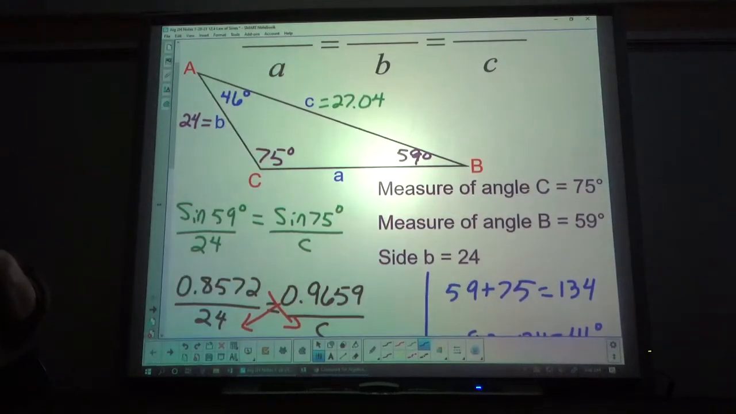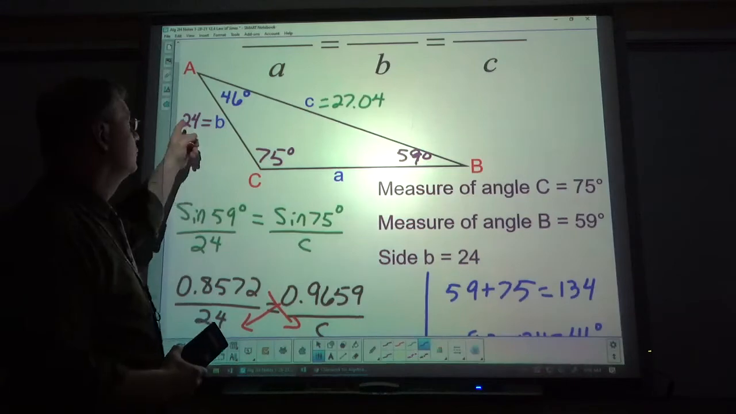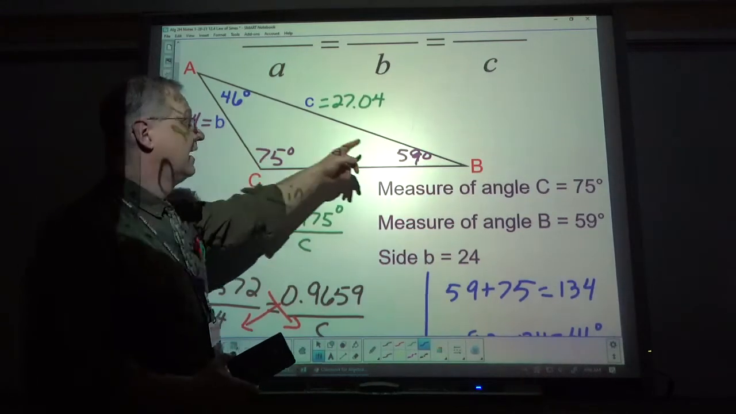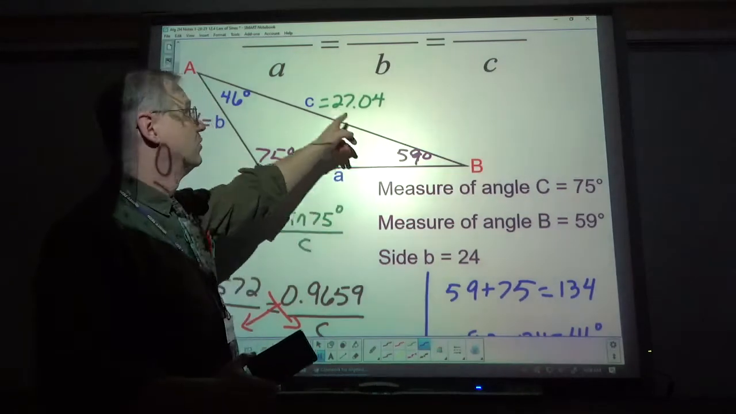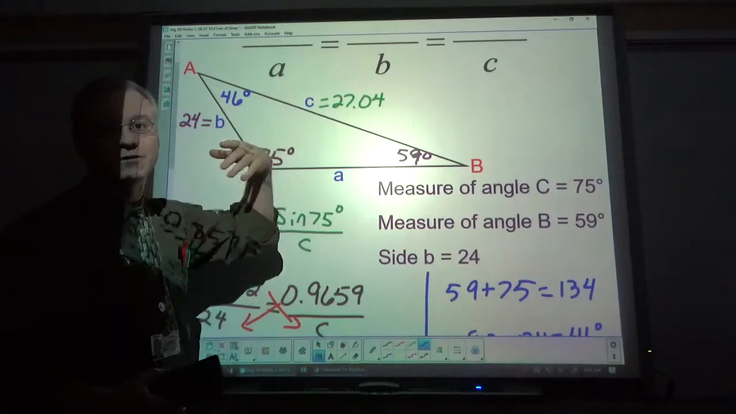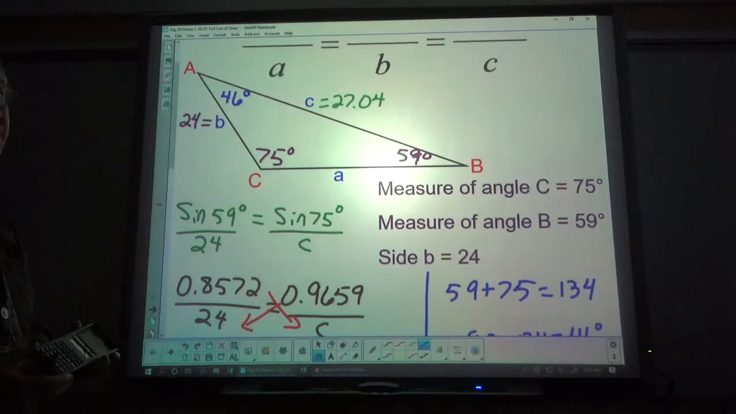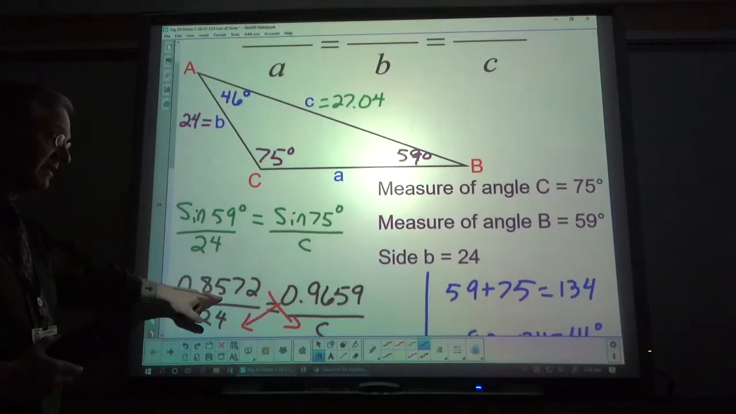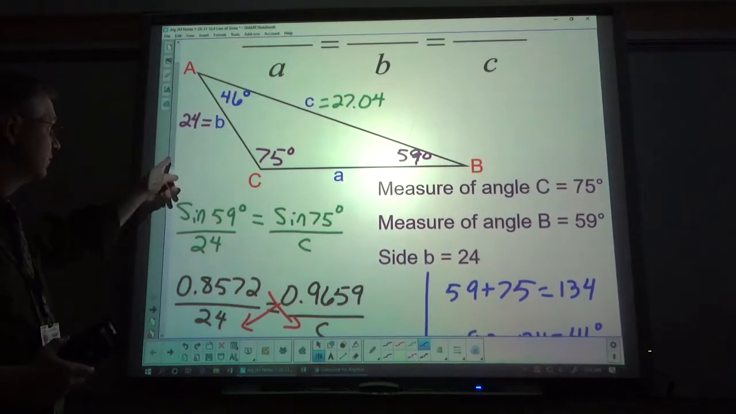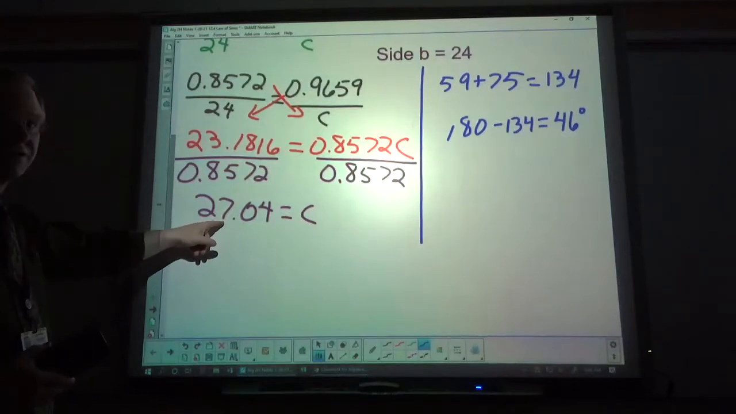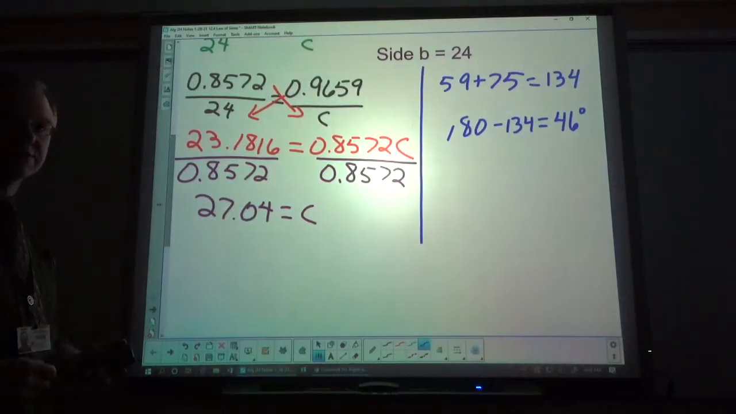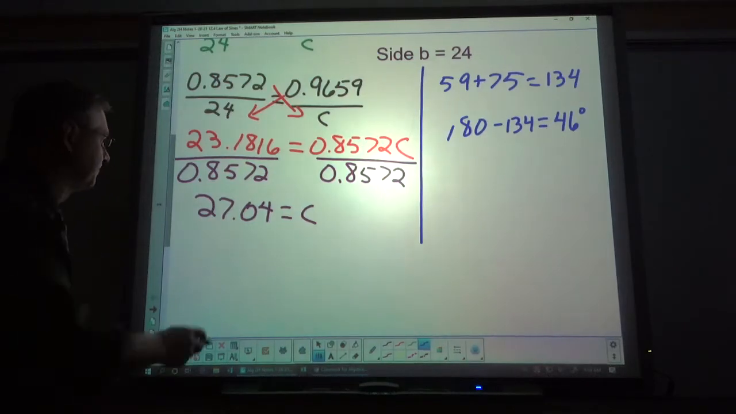Now when I do this, I suggest using the side that you're given and the angle that you're given, not a side that you found if you can help it. Because the side you found has been rounded. There was rounding when you made these, there's rounding when you got to the actual side itself. So the less rounding involved in your problem, the more accurate it's going to be.